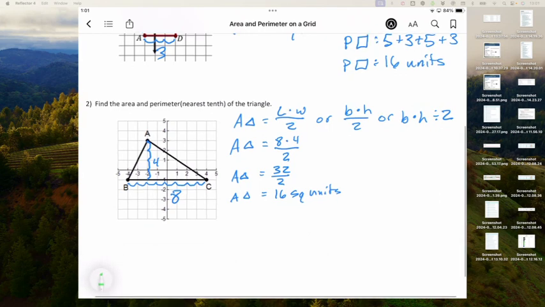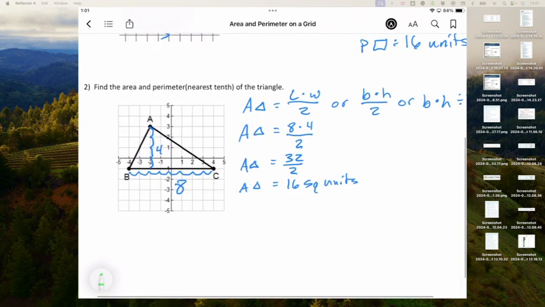So that does it for area. Now let's talk about perimeter. Perimeter gets a little bit tricky. Now we know that across the bottom we have 8 units. And so that's pretty self-explanatory.